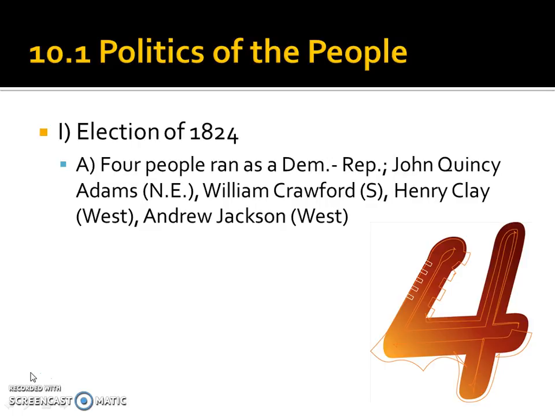So, first things first, in the election of 1824, four people end up running as the Democratic Republicans. We have John Quincy Adams, who represents the Northeast, William Crawford, who represents the South, Henry Clay and Andrew Jackson, who both represent the West. And if you remember from last unit, the Federalist Party is slowly but surely disappearing and will no longer be a viable national political party. So more or less, they're gone. Don't think about the Federalists. They should no longer be in your brain.